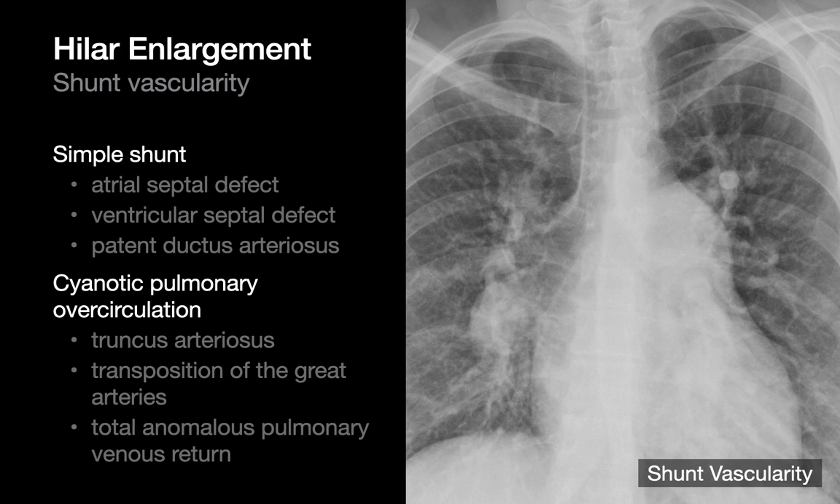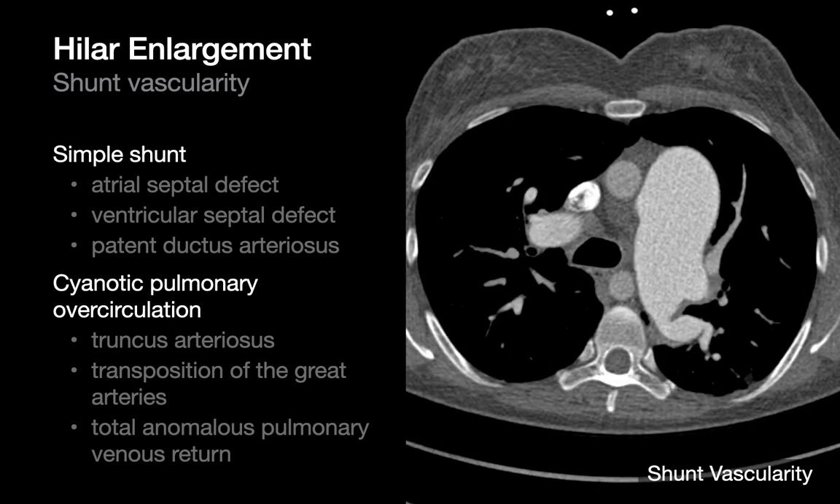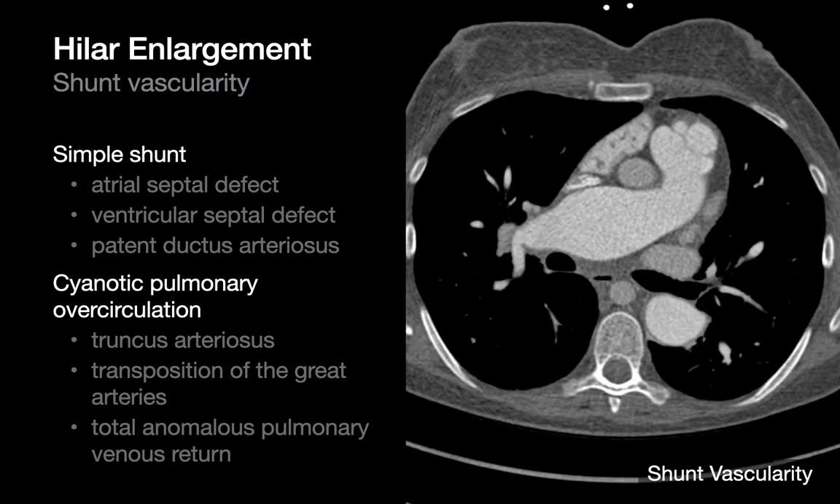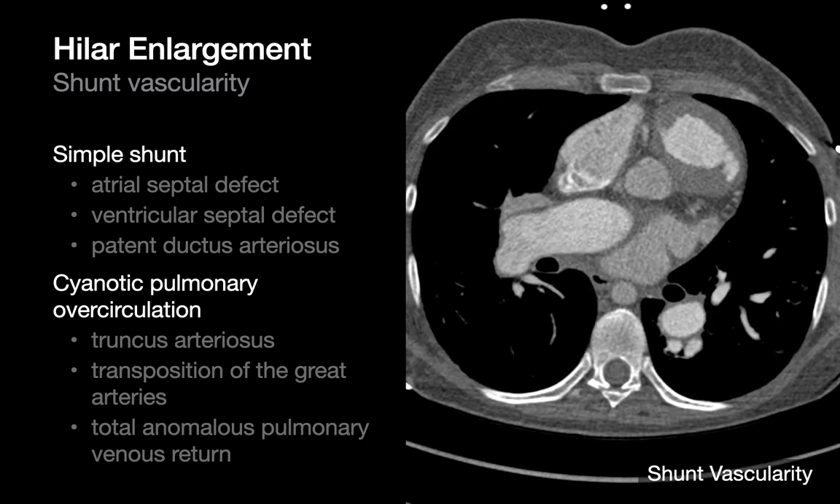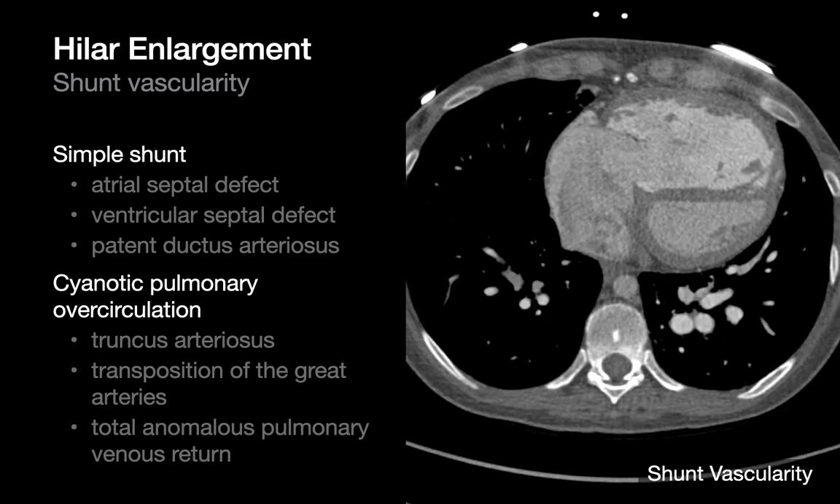A less common vascular cause of hilar enlargement is shunt vascularity. Shunt vascularity occurs when the pulmonary vasculature is diffusely increased in size due to an increase in pulmonary vascular flow caused by a left to right shunt, like an ASD, PDA, or VSD. Or cyanotic heart disorders, such as truncus arteriosus, transposition of the great vessels, and total anomalous pulmonary venous return that mix deoxygenated systemic venous blood with oxygenated pulmonary venous blood that drive a compensatory increase in pulmonary vascular flow.